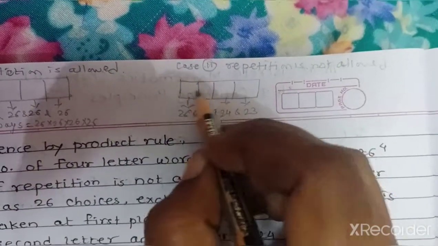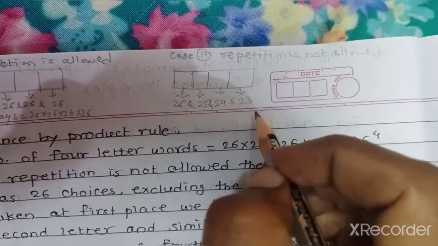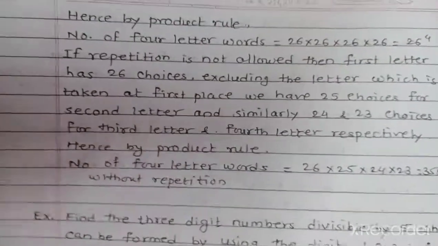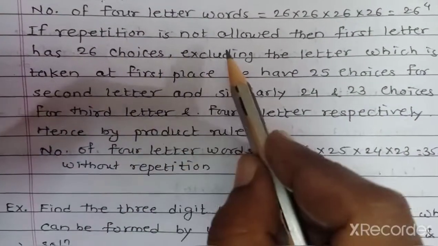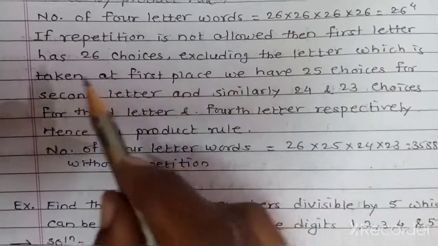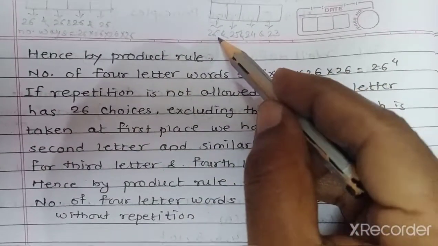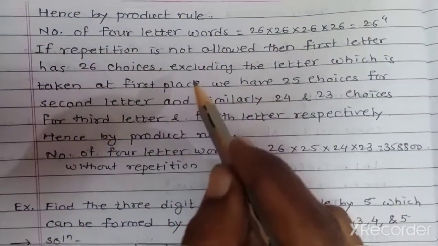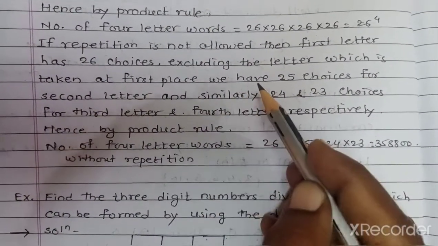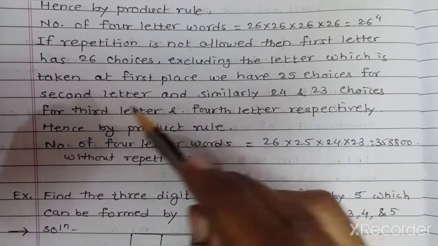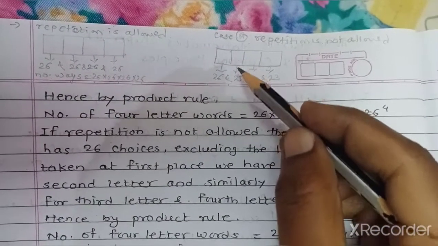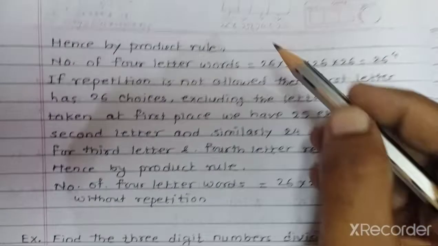So these 3 letters we have to subtract from the 26 letters. So the last place we have to fill in 23 ways. So see what we have to write down here, the explanation. If the repetition is not allowed, then the first letter has 26 choices. Those we have to write down here. The first letter has 26 choices. Excluding the letter which is taken at the first place, we have 25 choices for the second letter. Means excluding this first letter, the second place we have to fill in 25 ways.